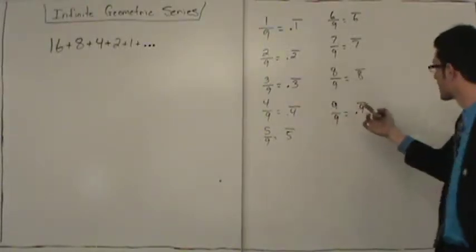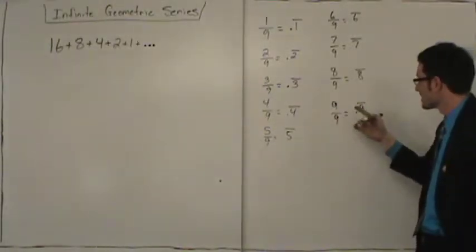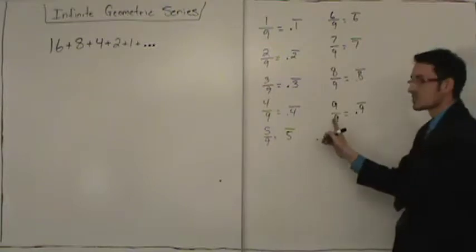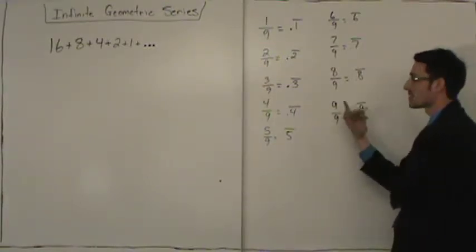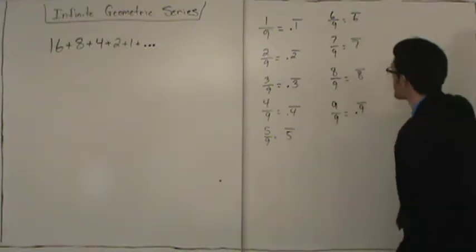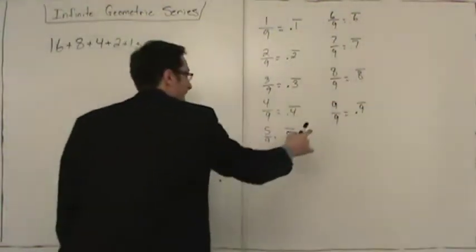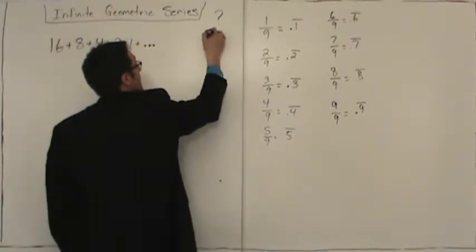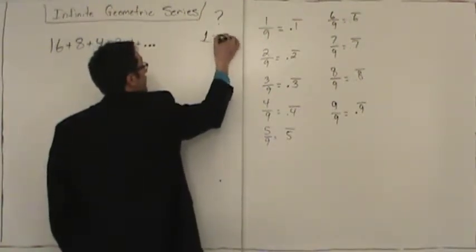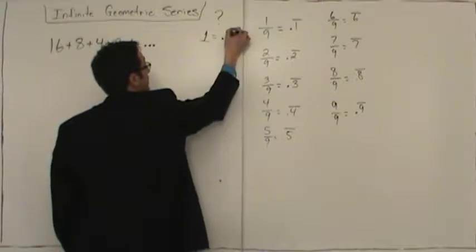Or is it? Okay, that's the question. Is 9 ninths, because you are always told that 9 ninths is 1. So is 9 ninths 1, or is 9 ninths 0.9 repeating forever? This is the question we have to answer today. The question is this: is 1 equal to 0.9 repeating forever?